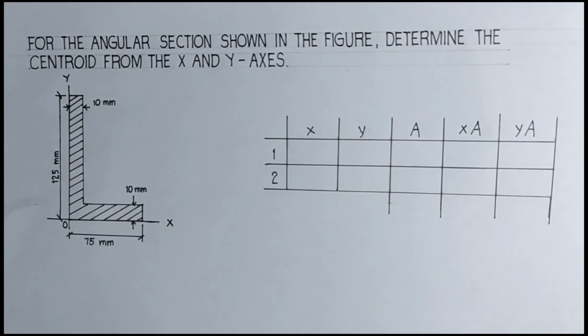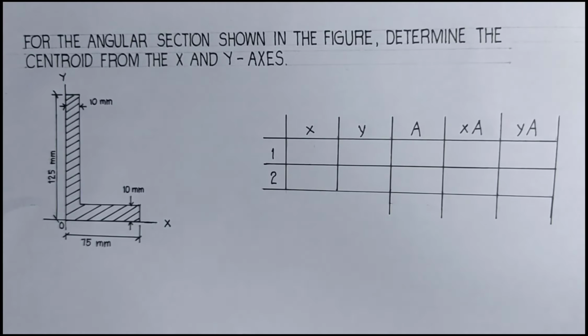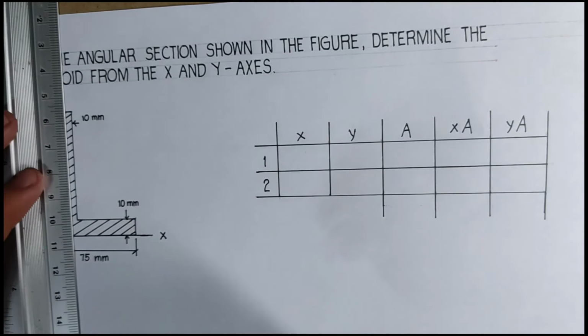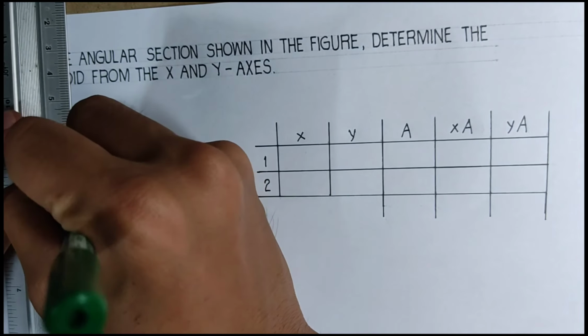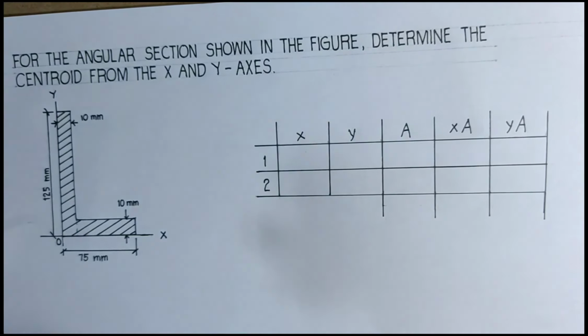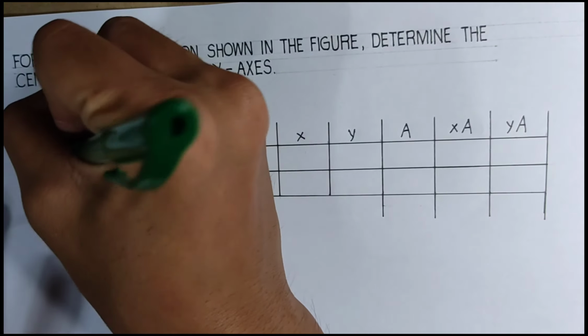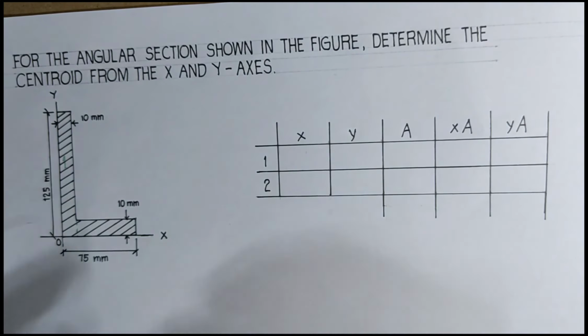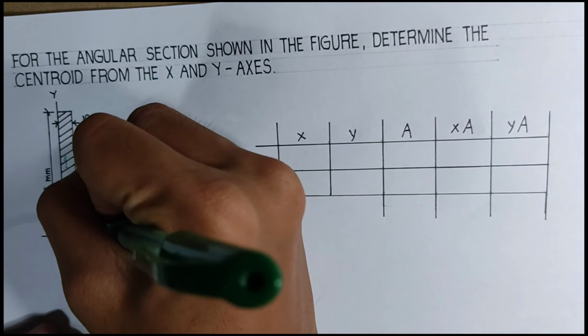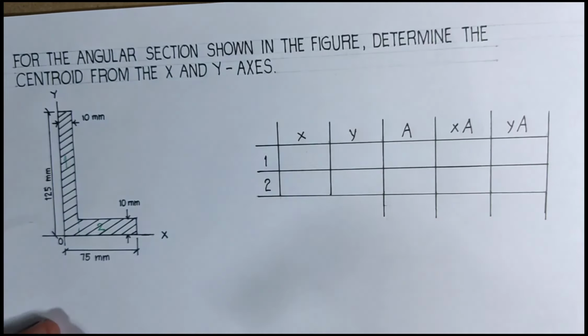Let's have another example. For the angular section shown in the figure, determine the centroid from the X and Y axis. We will do the same process just like in the first problem. So, I will take this vertical rectangle as my first part or first segment, and I will take the bottom rectangle as my second segment.